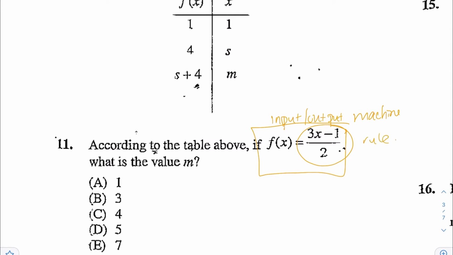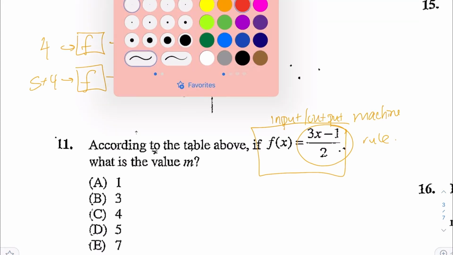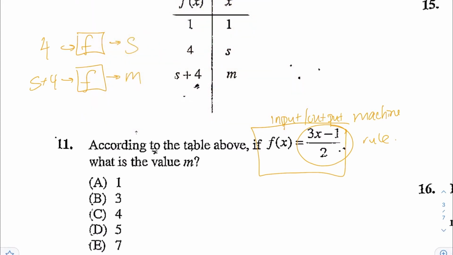So the first thing to do to find m is to figure out what you substitute into this function to get m. So you substitute an s plus 4 into this machine, you get m. But I don't know what s plus 4 is. So then to figure out what s is, you have to first substitute in 4 into this function, and then you'll get s. So that's our goal here. So to do that, first you substitute in f of 4.